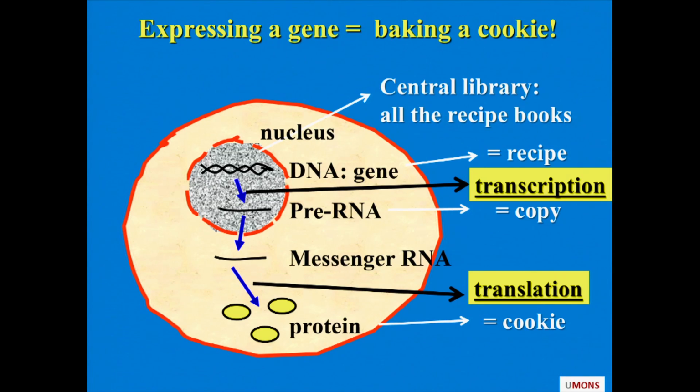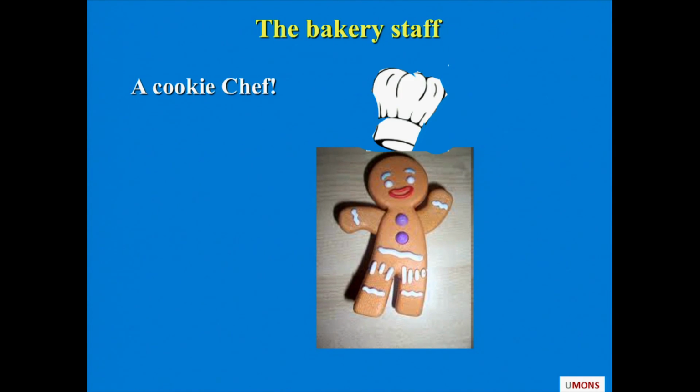Now, some scientific names. The copy of the gene into a messenger RNA is named transcription, and the use of the recipe on the messenger to bake the cookie, to make the protein, is named translation. Now, let's have a look at a cookie. Very nice cookie. You have a whole collection of cookies.